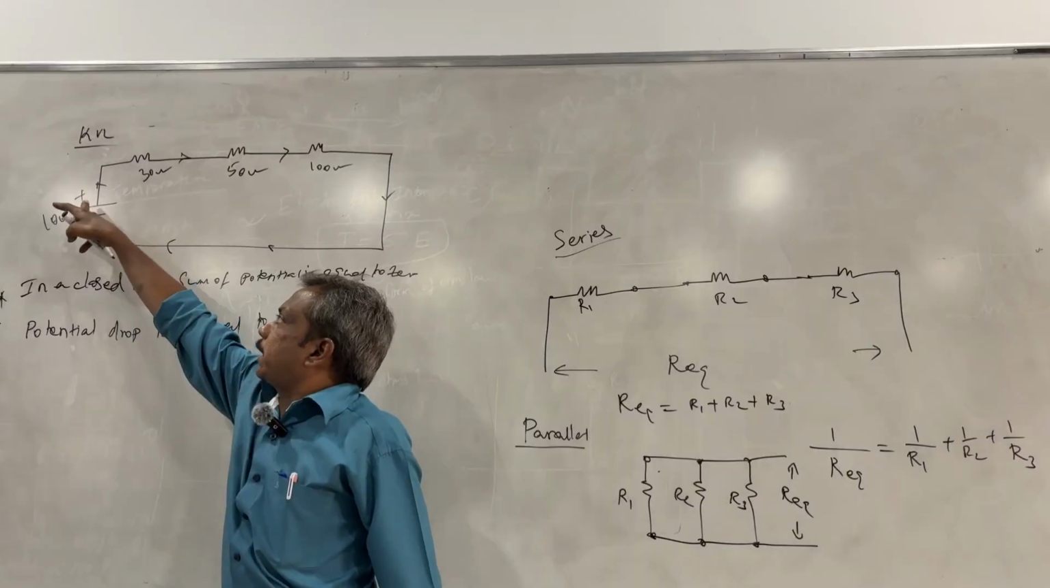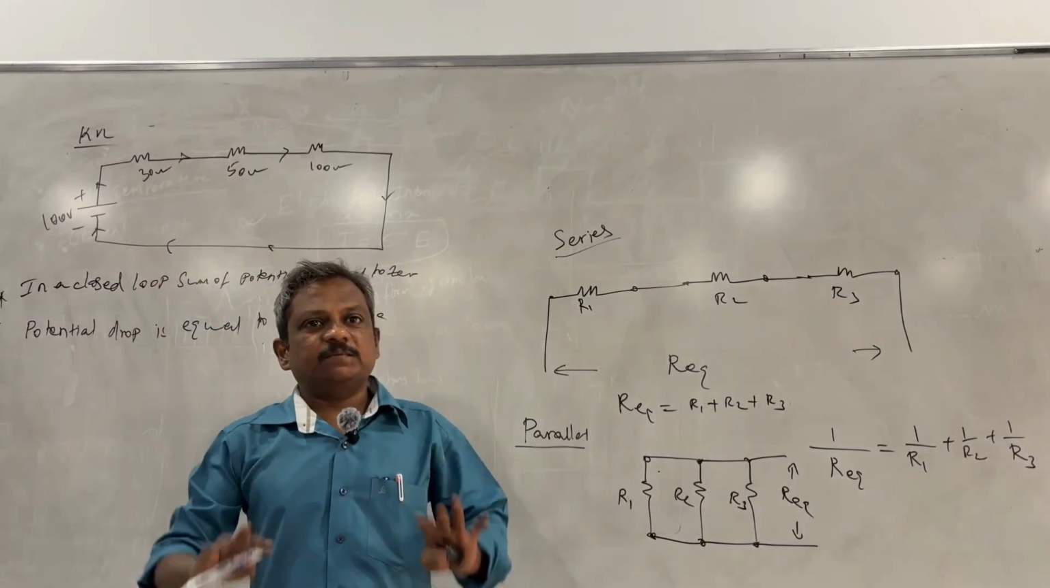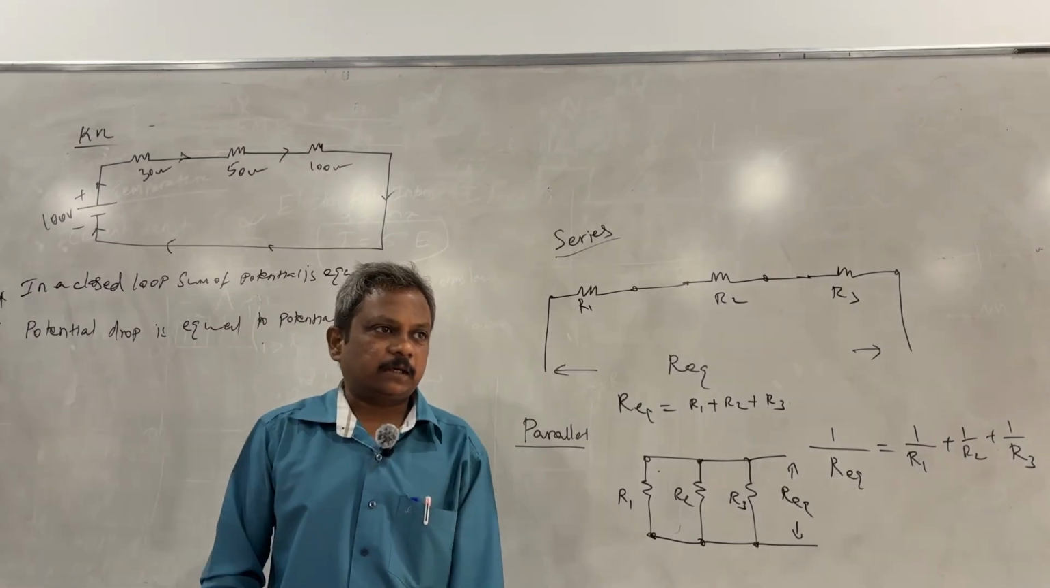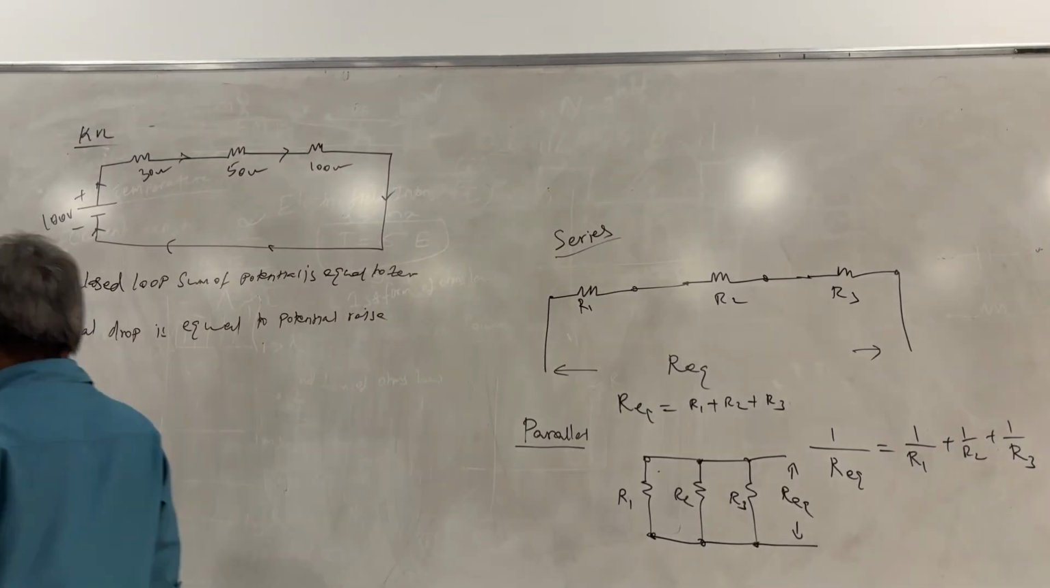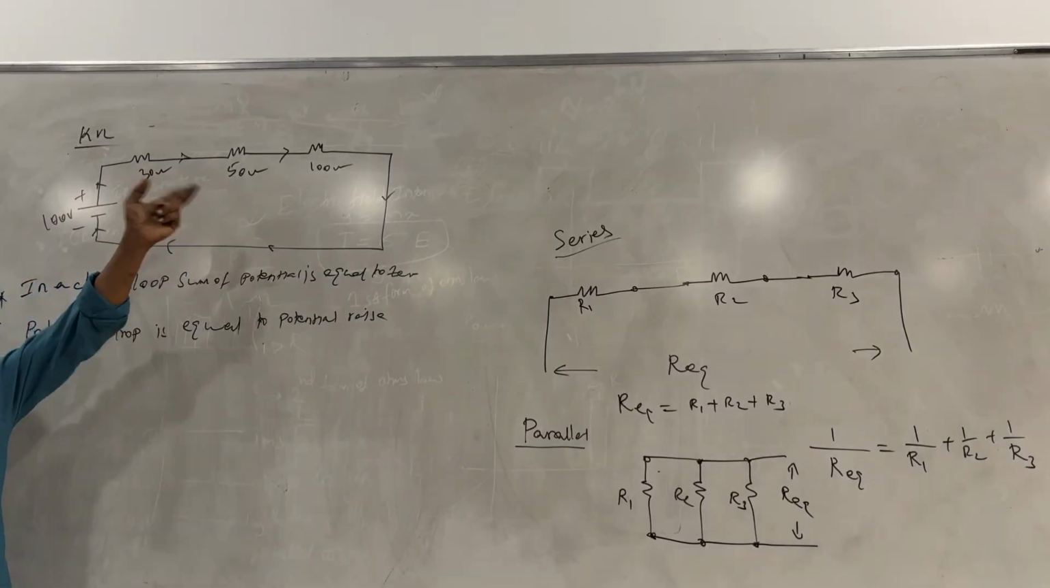Voltage means it should have polarity. Current means it should have direction. Otherwise, it is meaningless. Okay? Can you identify? Now, you know this is delivering power. You know this is absorbing power.